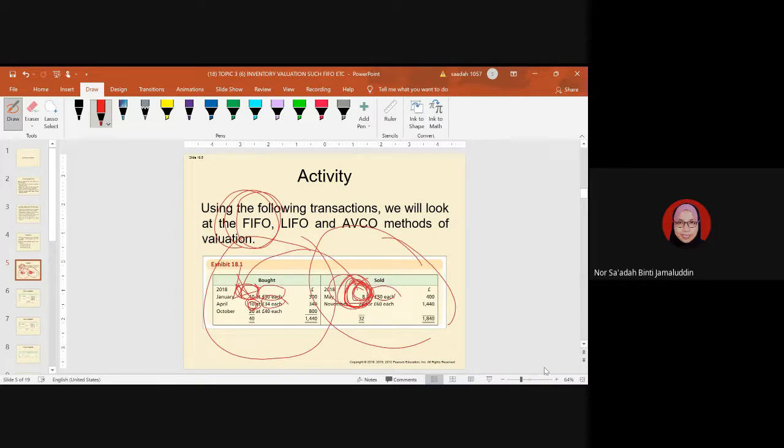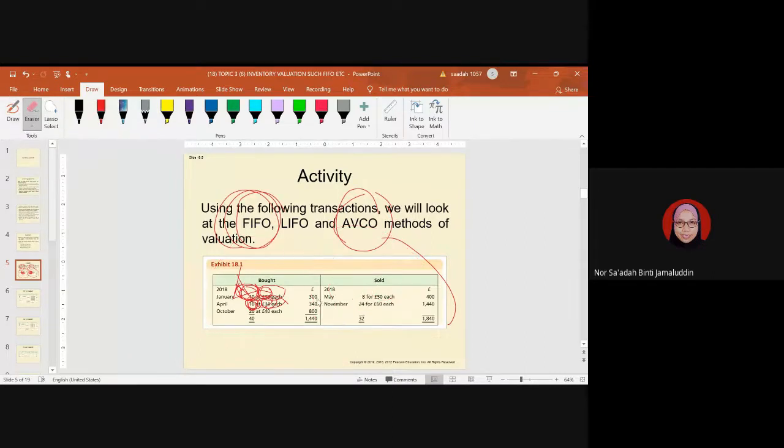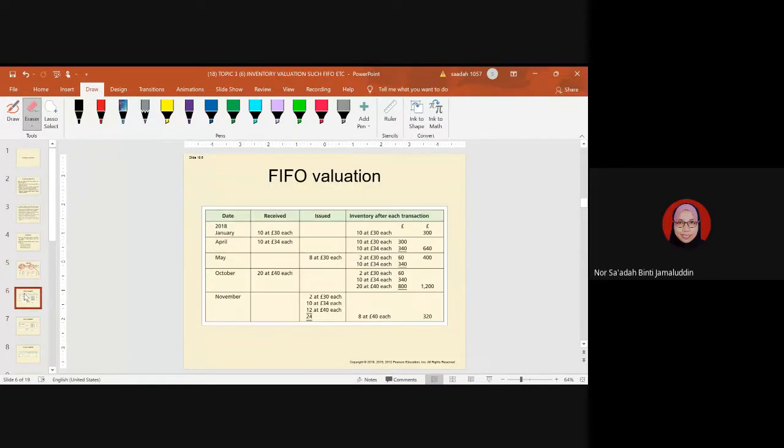Okay? Kalau average cost pula, kita nak tahu cost jual berapa, kita tambah 30 tambah 34, bahagi 20 sebab ada 20 stok kan. Dapat amount dia berapa each, darab dengan 8. Kita keluarkan 8. So kita pergi tengok contoh dia. Jawapan kepada persoalan kita tadi adalah first in, first out kan.